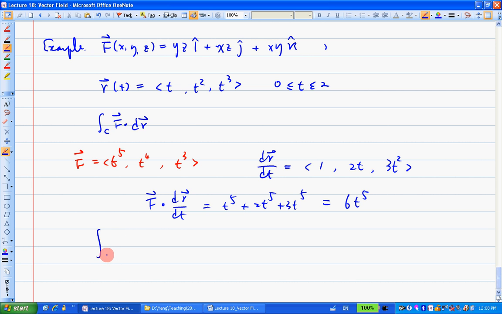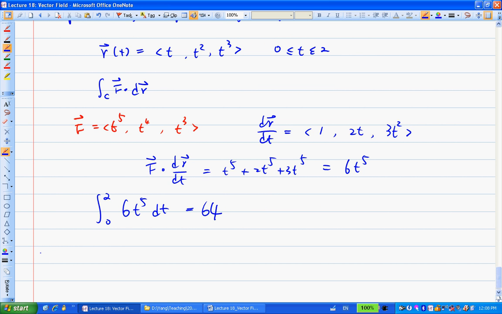And then you do the integral. So the integral is over the curve C, and t, you're integrating from where? 0 to 2. Integrating what now? Integrating the 6t^5 dt. And that's very easy. That equals 64. The key step here is make sure you do the substitution for the vector field f, and do it right. Otherwise, your calculation won't be right.